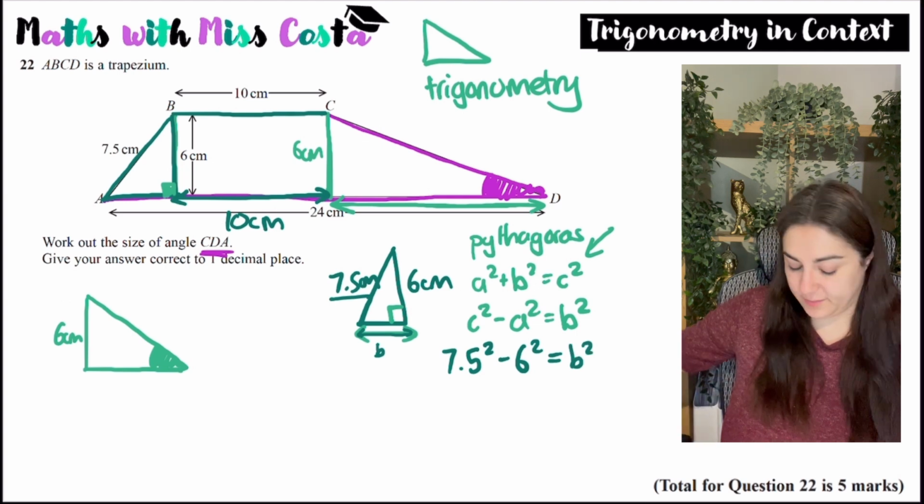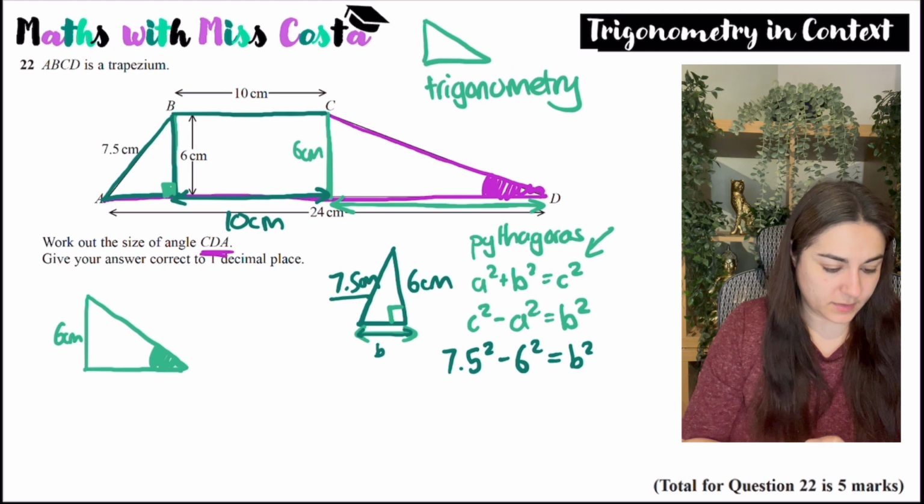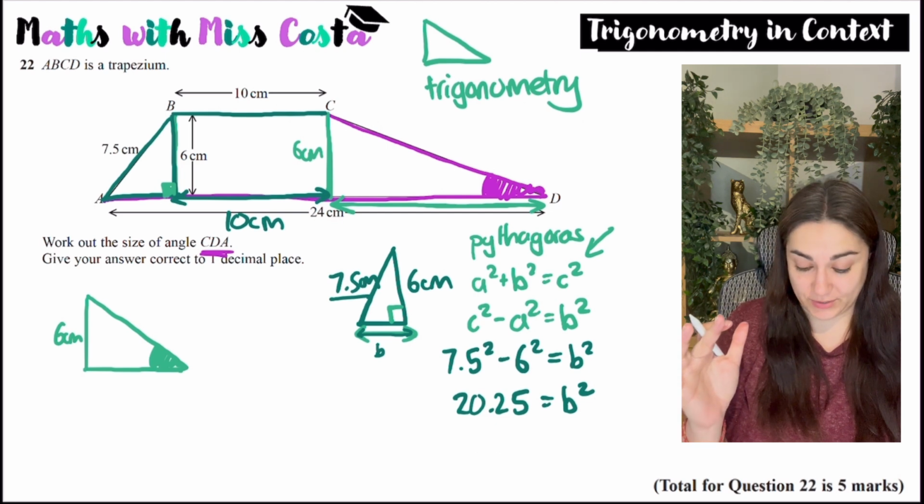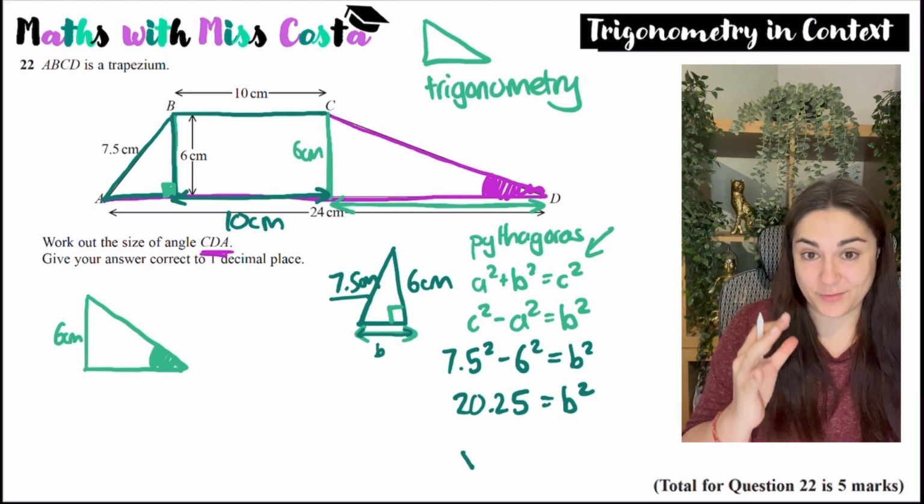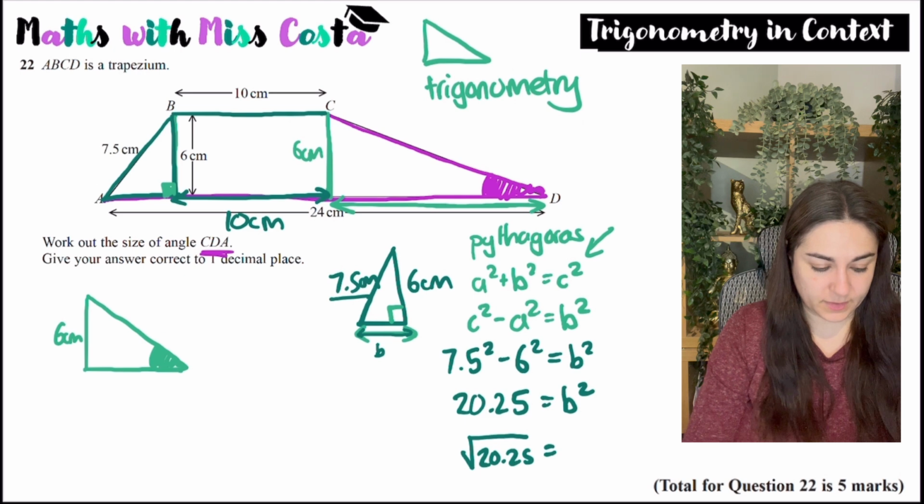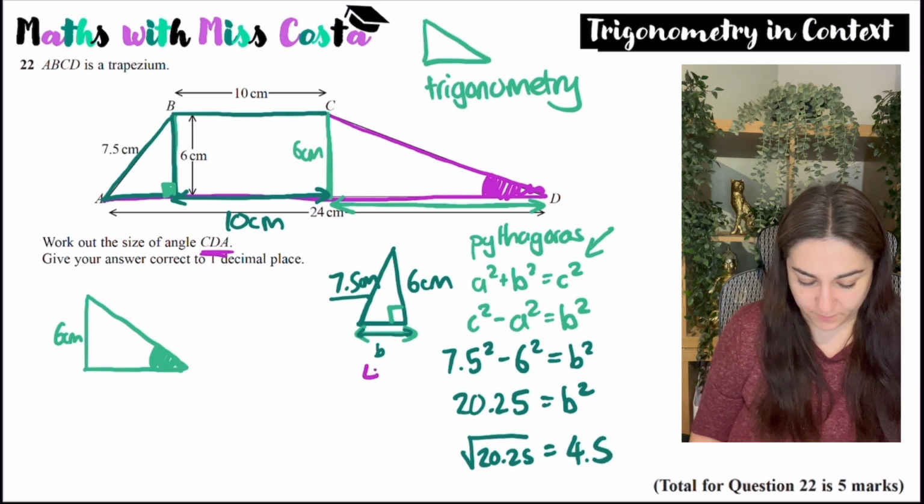So let's write that into my calculator. 7.5 squared, take away 6 squared, gives me 81 over 4, which is 20.25, equals b squared. And the inverse of squaring is square rooting. So I'm going to do the square root of 20.25, and that gives me 4.5. So b is 4.5 centimeters.